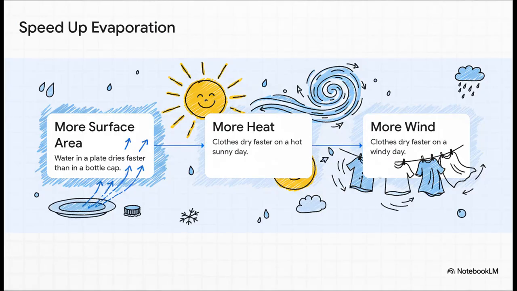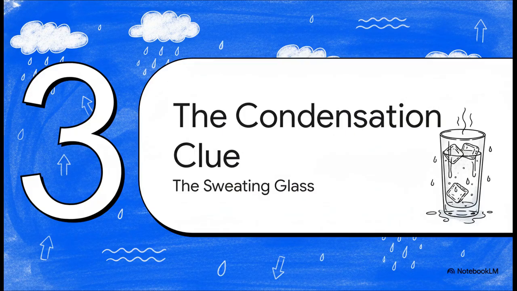Now listen up, friends. This is a very, very important slide for your exams. They love asking about this. There are 3 things that make evaporation happen faster. More surface area, like spreading clothes out. More heat, like a sunny day. And more wind, like putting a fan on. Remember those 3.